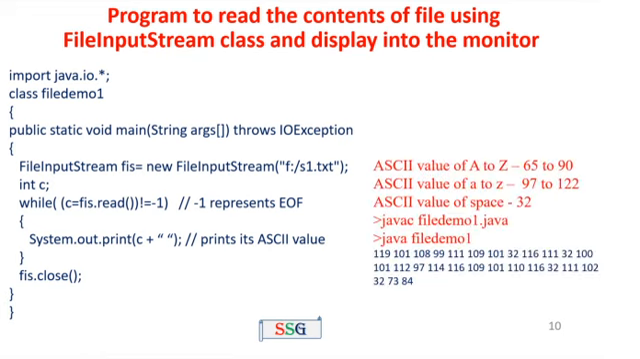See the output. Here the ASCII values for capital A to Z are 65 to 90. Then small a to small z is 97 to 122. The ASCII value for the empty space equals 32. Here the file name is s1.txt, and the content of s1.txt is welcome to IT department.